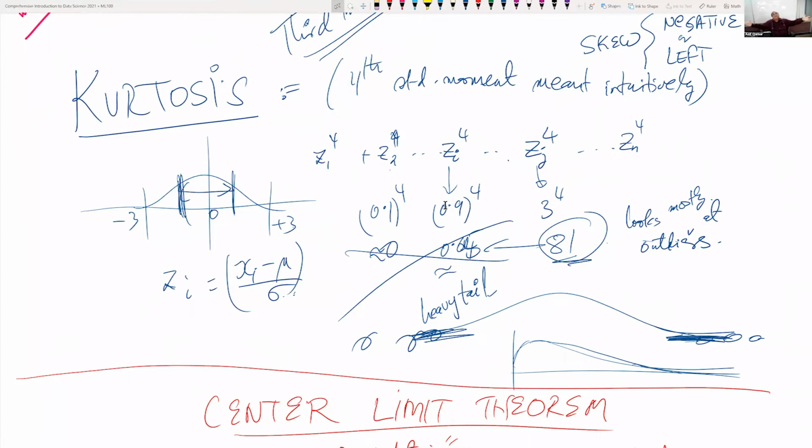If you think of your distribution as made up of sand, children make sand hills. So if you think of it as a sand hill, is the mass of the sand hill pulled in or is it pulled out? If it is pulled in, it has negative kurtosis. If it is pulled out, this is leptokurtotic, a positive kurtosis, and I believe the other one is platykurtotic. So there are fancy terms for that, but let's think in terms of negative and positive.